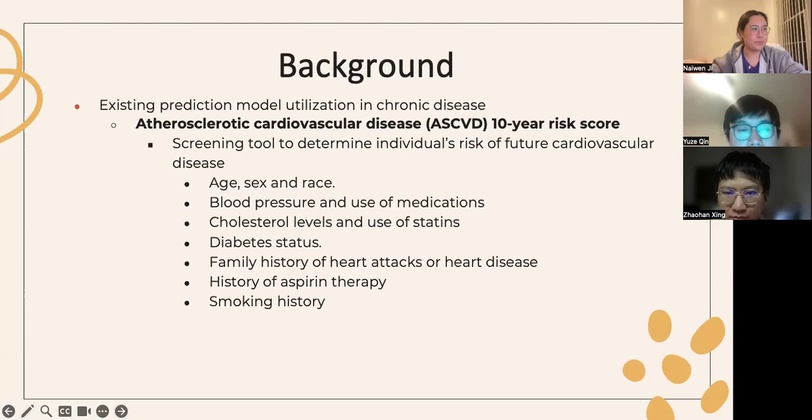This is causing additional loss of revenue and extra expenses for the health insurance industry. So in the public health world, there is a very famous and commonly used prediction model called the ASCVD 10-year risk factor. They used a bunch of social demographics and lab test data to determine individuals' risk of future cardiovascular disease. This gives us a rationale to develop a prediction model for diabetes for both public health and the health insurance industry.